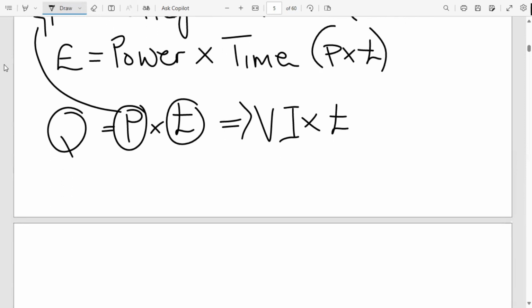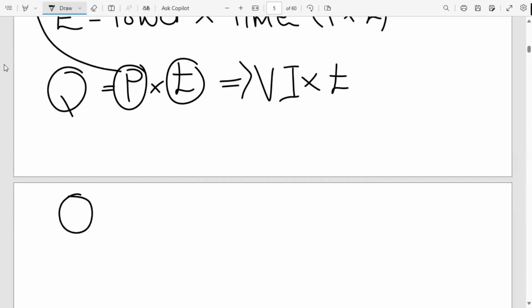So for the energy gained by water, let's now relate these formulas. If we use this formula to find the energy supplied by the heater, let's now calculate the energy gained by the water. The energy gained by the water, Q, is equal to the mass of that water multiplied by the specific heat capacity of that water, multiplied by the change in temperature of that water.